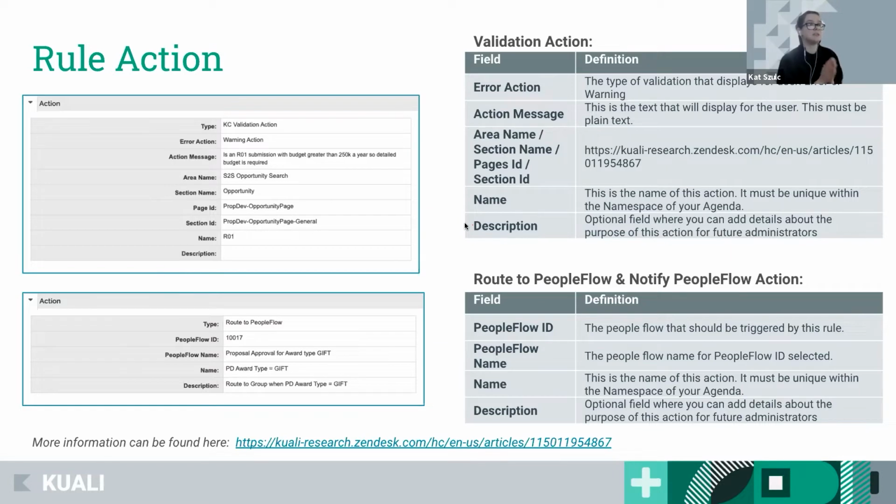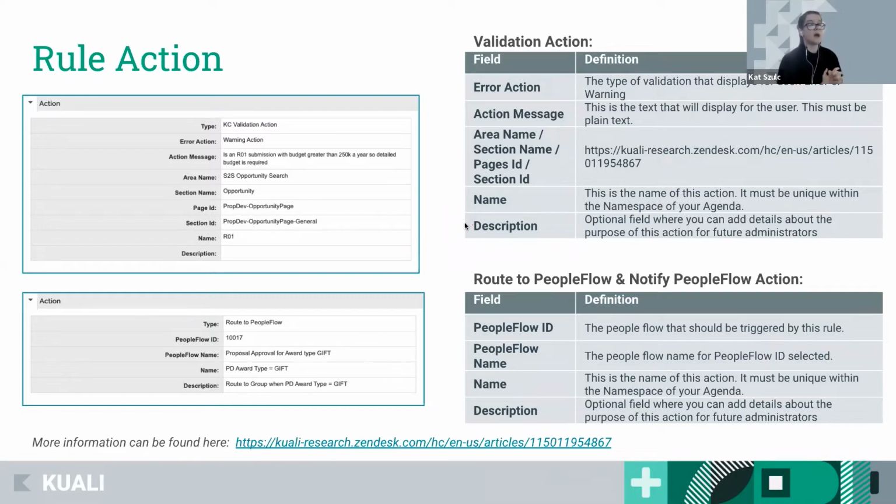The first action is a validation action. So that's where we're building validation. So the user will get an error or a warning message, depending on how I've set my validation. And then the other two actions are routing and notifying. So those have to do with the people flow concept and setting up routing.